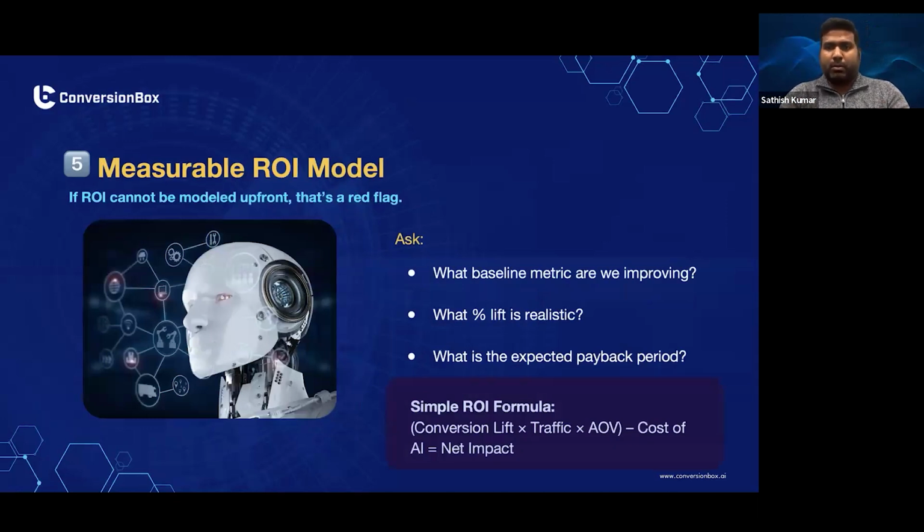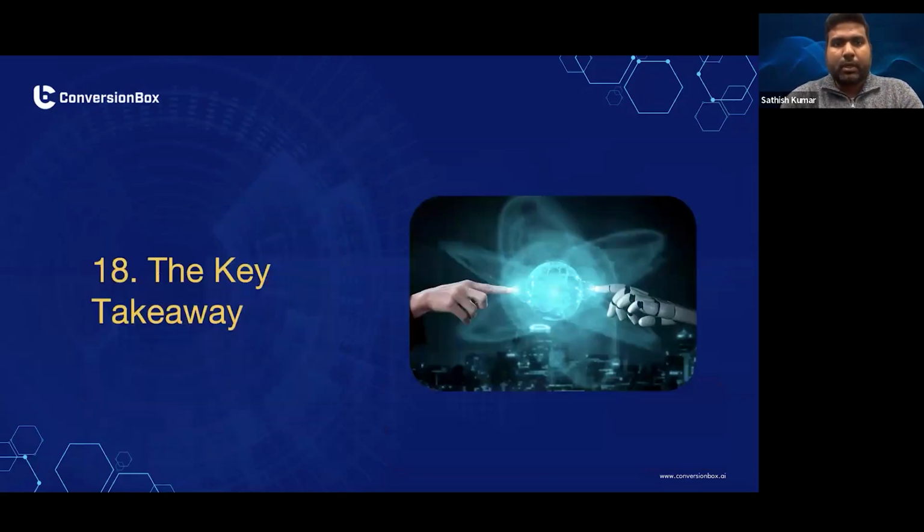You have to have a measurable ROI model. Try to get with the vendors about what it is going to impact, what would be the average order value it's going to impact. Try to measure your baseline currently, and after implementing those changes, try to set it out like a 3 month time. See where you guys stand, and make a decision on that.